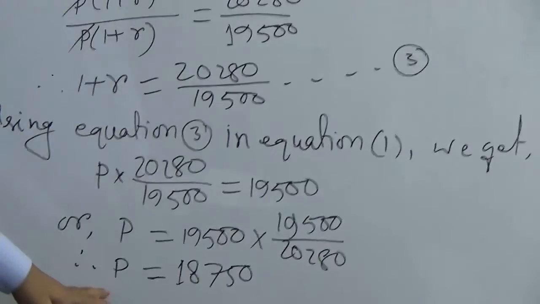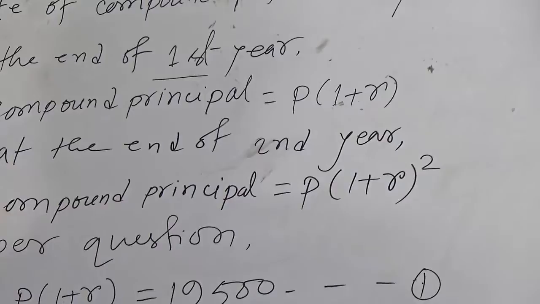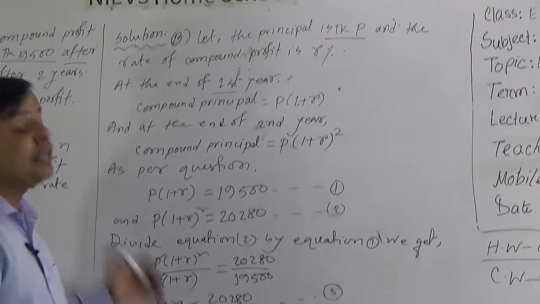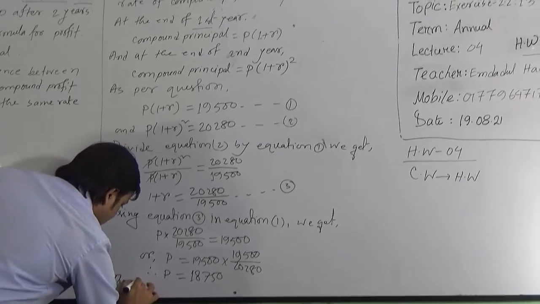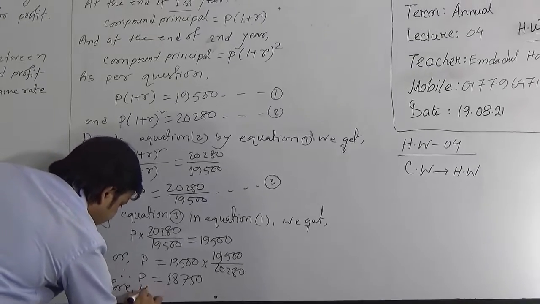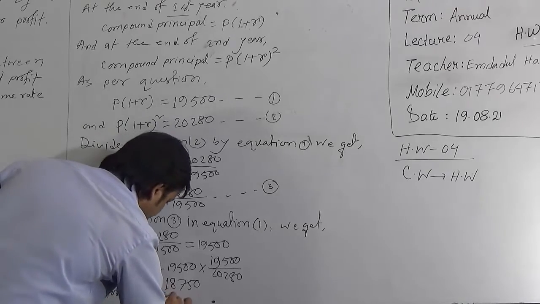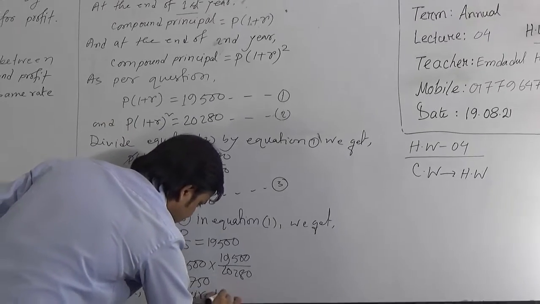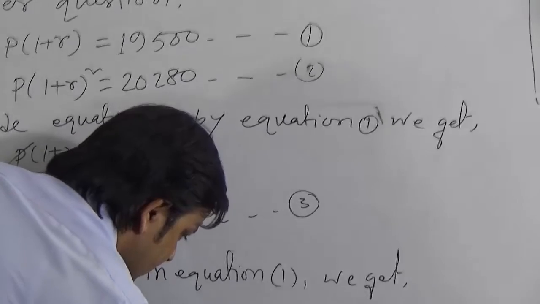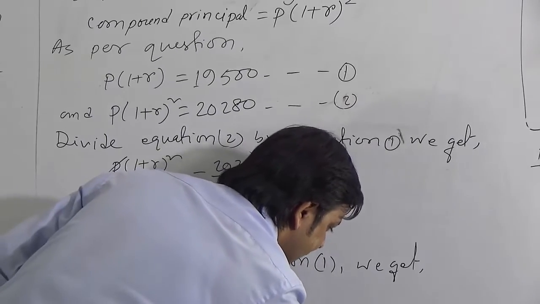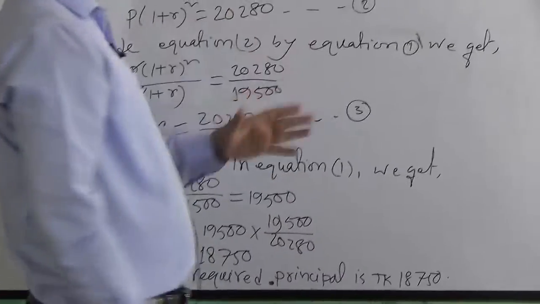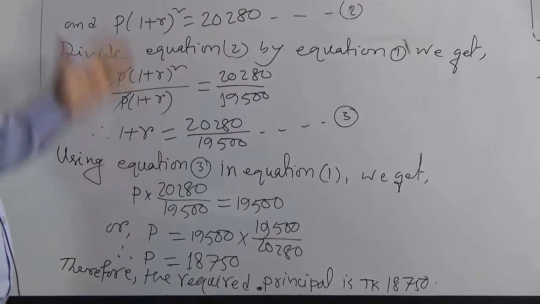18,750. Dear students, what is P here? P is the principal we have taken. Principal is taka P, and we need to determine the principal in question B. So we can write here, therefore the required principal is taka 18,750. Okay, dear students, so this is our answer for question B. I hope you have understood the solution of question B.